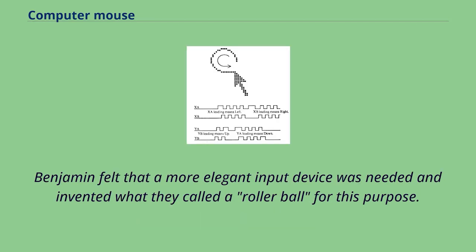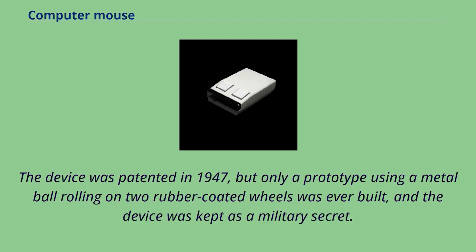Benjamin felt that a more elegant input device was needed and invented what they called a roller ball for this purpose. The device was patented in 1947, but only a prototype using a metal ball rolling on 2 rubber-coated wheels was ever built, and the device was kept as a military secret.